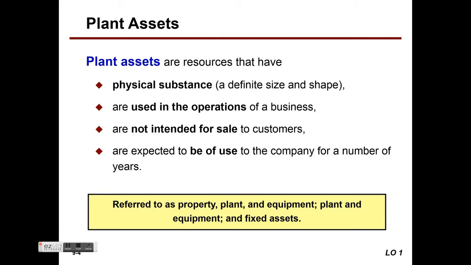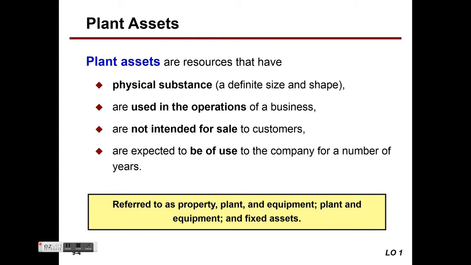So, by requiring that they last more than 1 year, we exclude things like supplies and pens and pencils, things that companies don't sell, but that are used in the business. So we're talking long-lived tangible assets. Think land, think buildings, think vehicles, cars, planes, trains, automobiles.